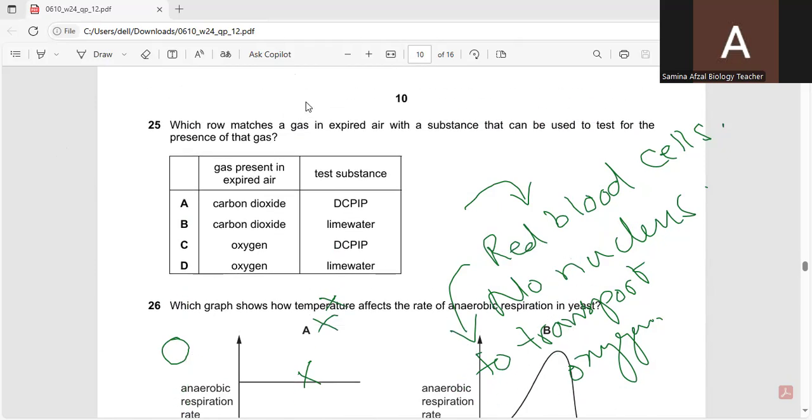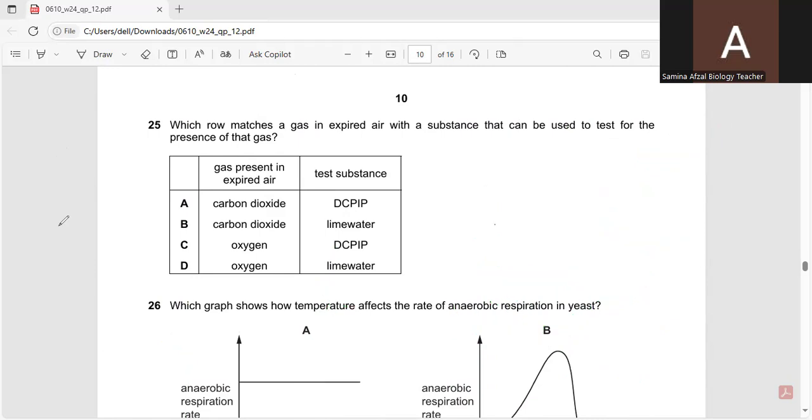Now, next question is, which row matches a gas in expired air with a substance that can be used to test for the presence of that gas? So they have given us expired air. Expired air contains carbon dioxide.